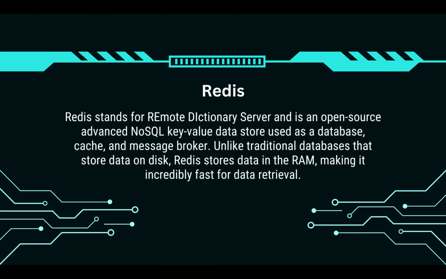Before we get started, let's briefly discuss what Redis is. Redis stands for Remote Dictionary Server and is an open source advanced NoSQL key value data store used as a database, cache, and message broker. Unlike traditional databases that store data on disk, Redis stores data in the RAM, making it incredibly fast for data retrieval.